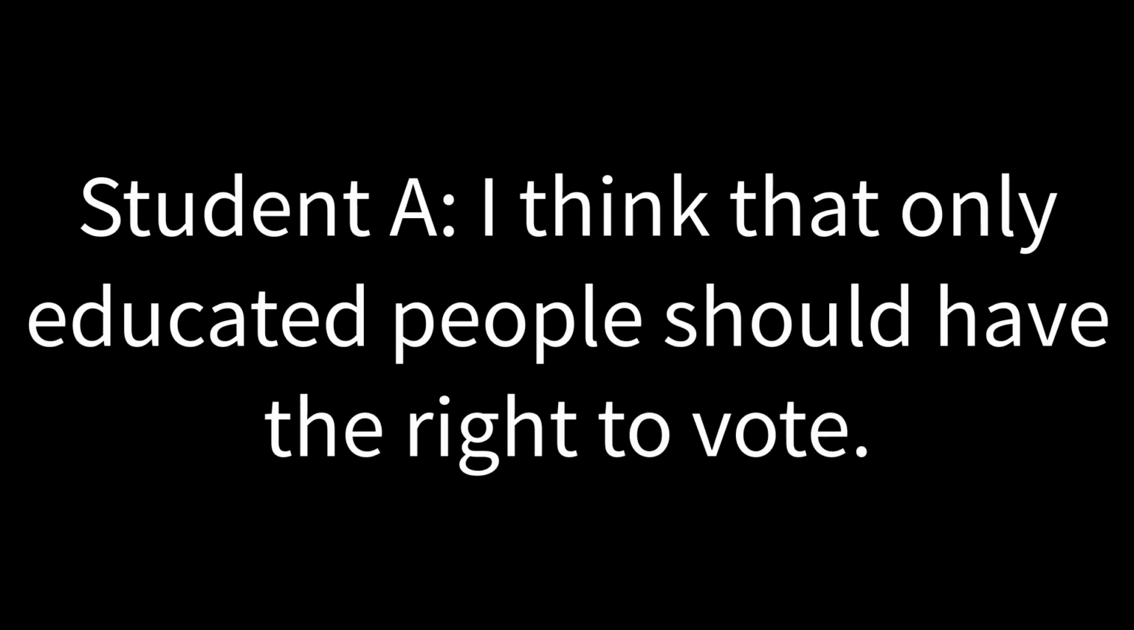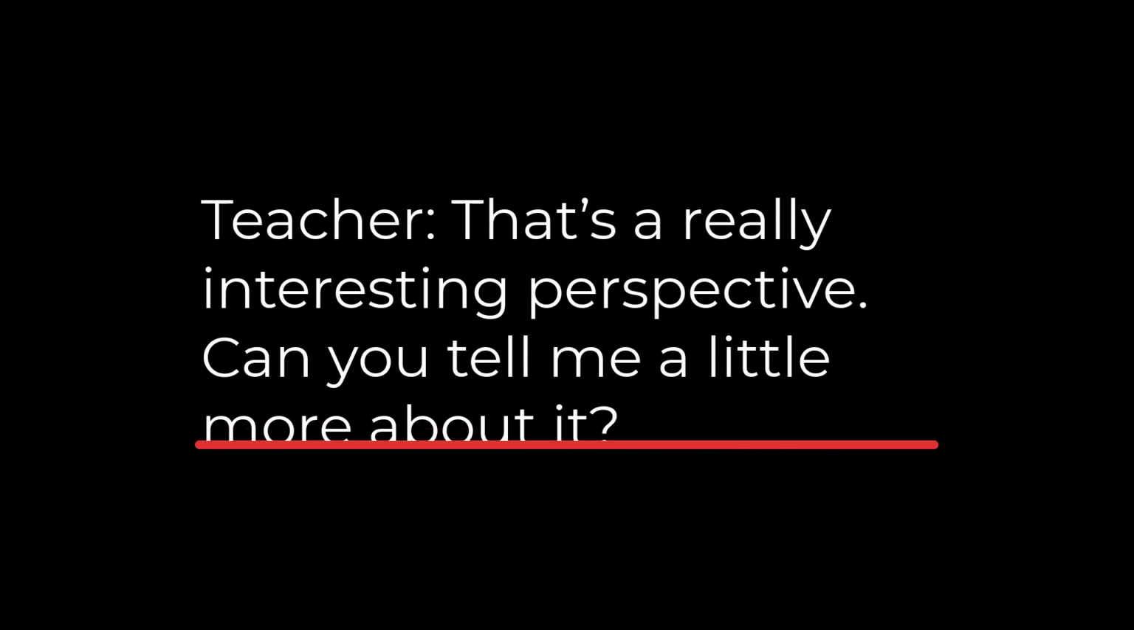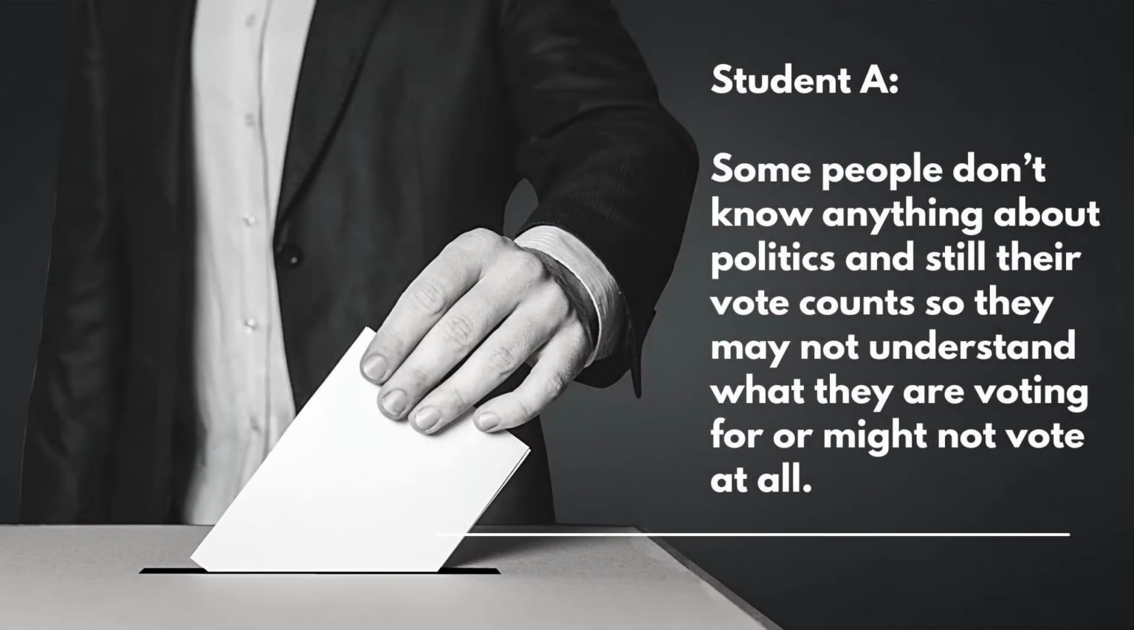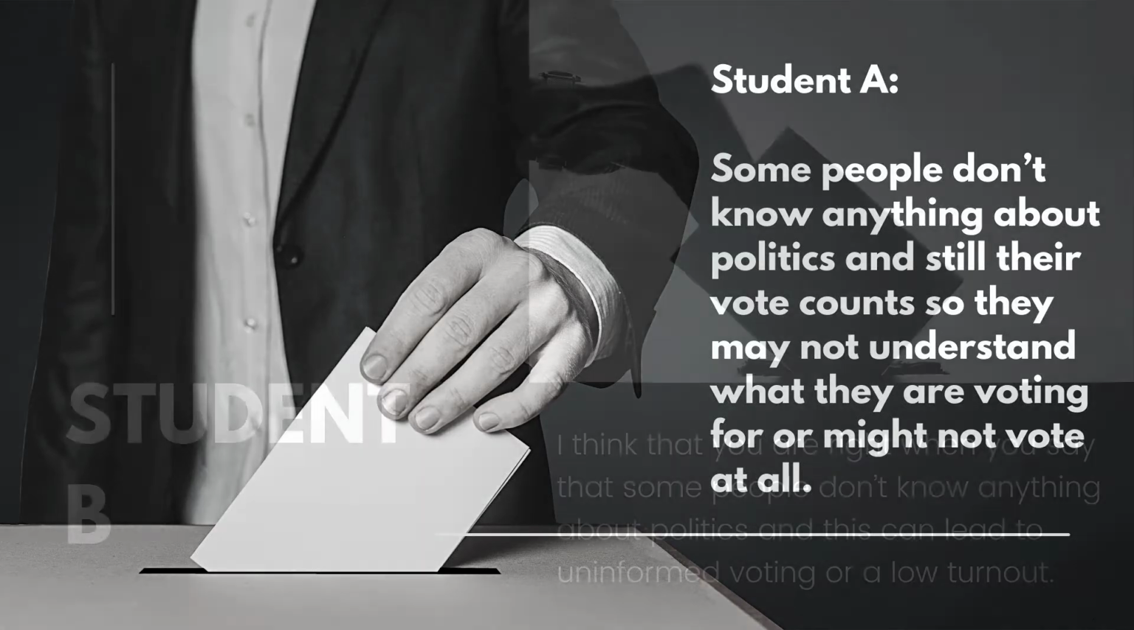Student A: I think that only educated people should have the right to vote. Teacher: That's a really interesting perspective. Can you tell me a little more about it? Student A: Some people don't know anything about politics and still their vote counts, so they may not understand what they're voting for or might not vote at all.